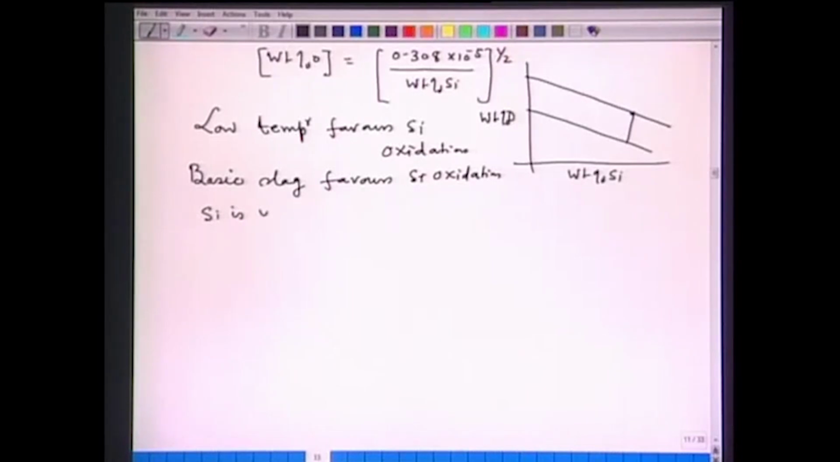Now, because of its very strong affinity of silicon with oxygen, silicon is used as a deoxidizing agent also. Now, for example, if a steel making is with acid slag, the activity of SiO2 is very high, and hence the silicon oxidation does not proceed that fast as compared to when you have the basic slag.